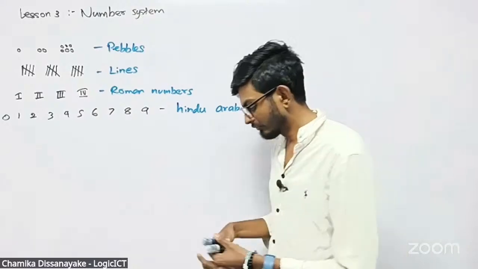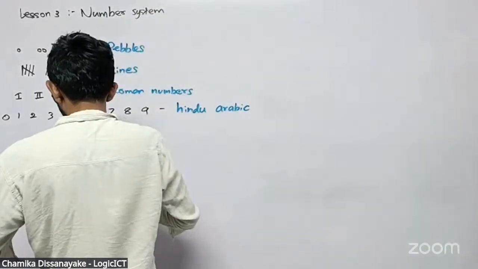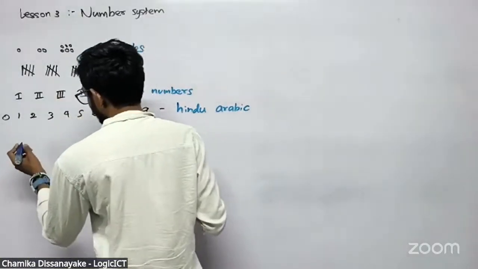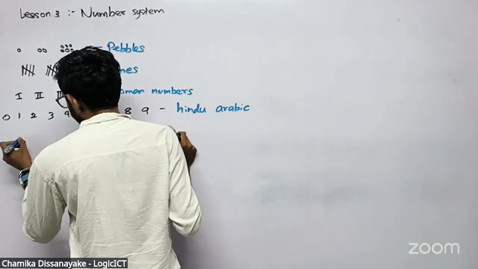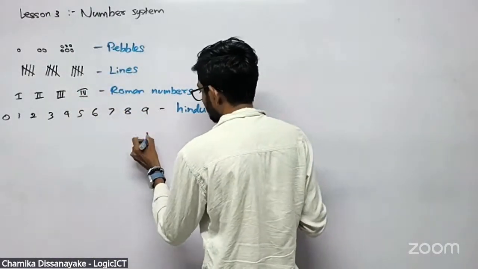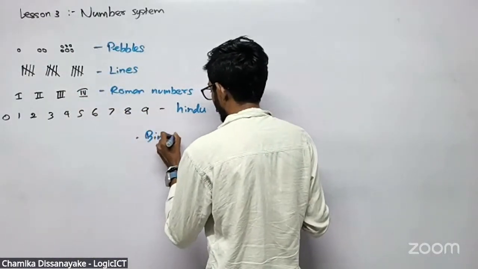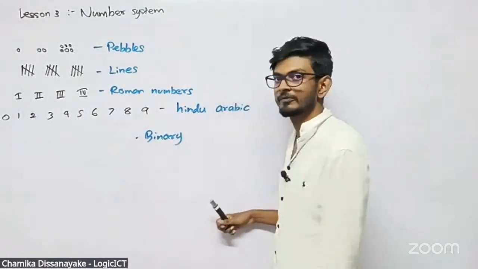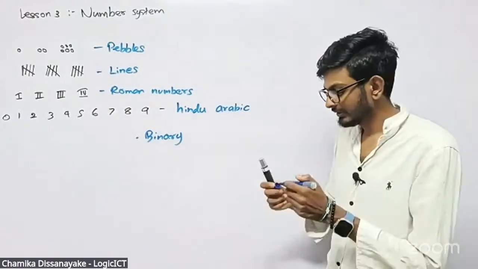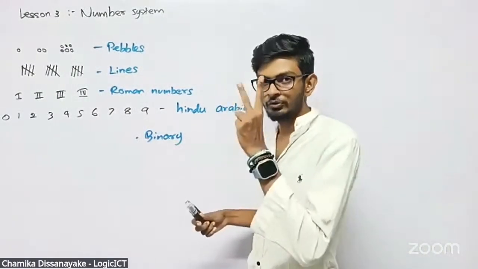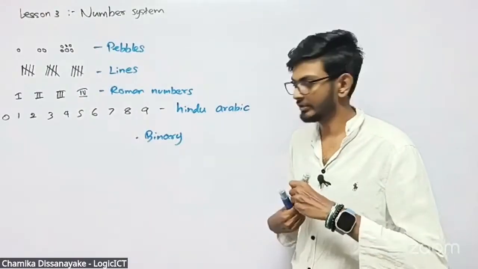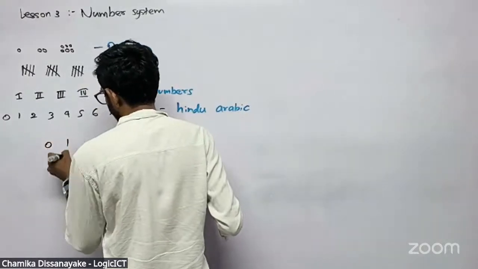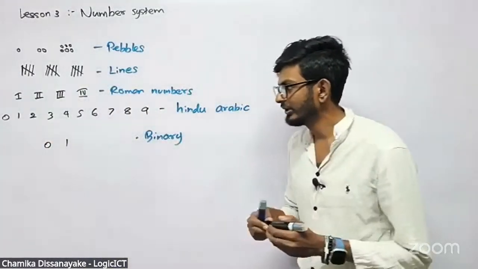What is the first one, guys? I will write in blue color. Here, binary number system. Binary number system. In the binary number system, they are going to use only two symbols. What are those? 0 and 1. Only two symbols.